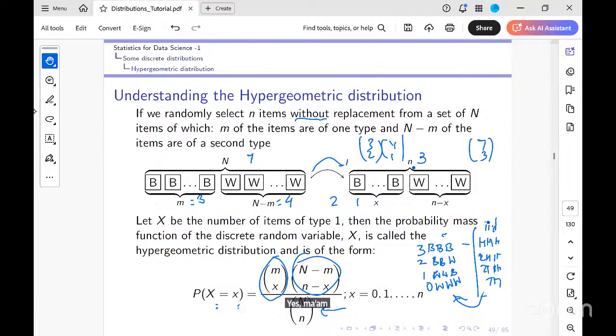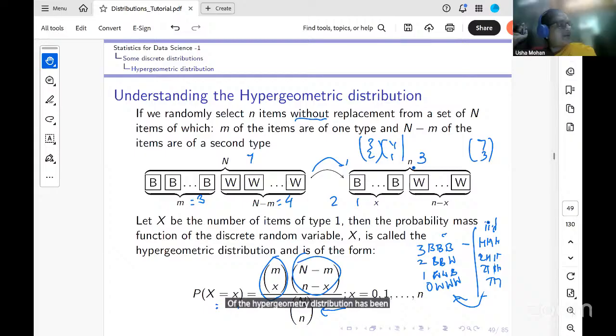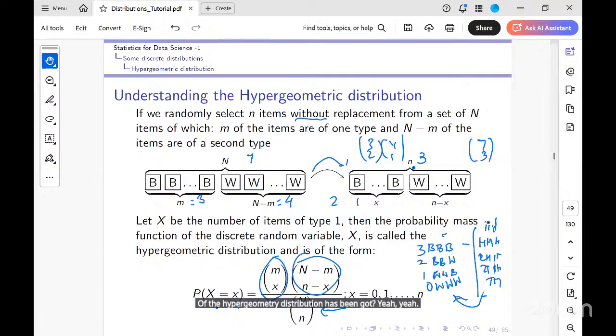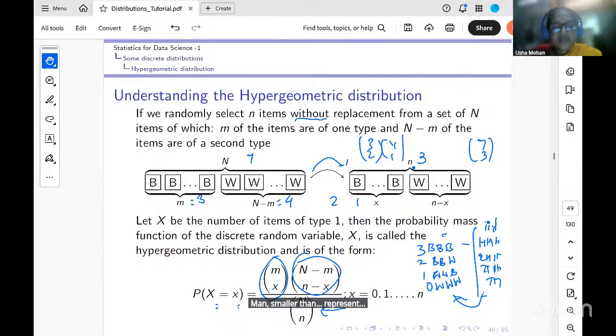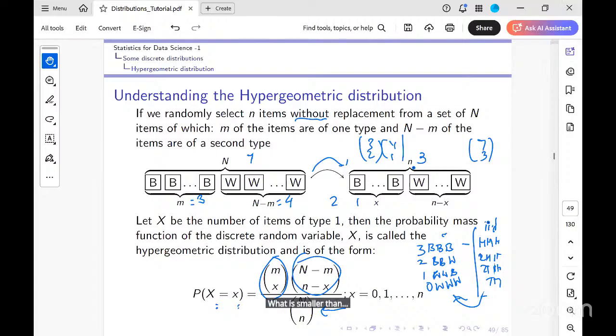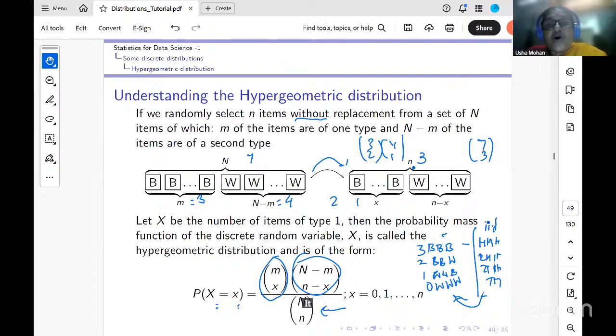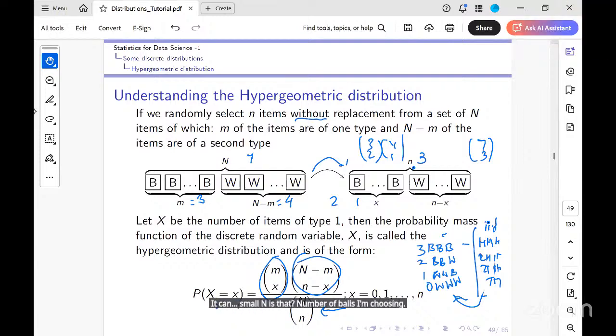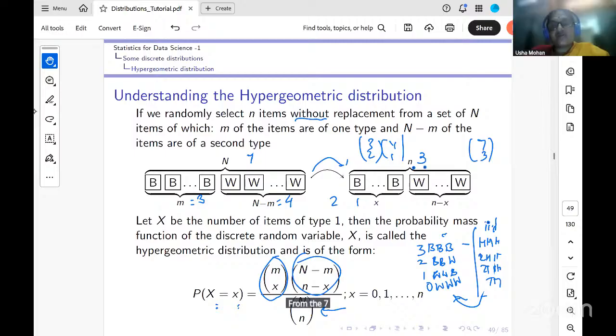How has the hypergeometric distribution been got? Small n represents what? Small n is the number of balls I'm choosing. From the 7, I'm choosing 3 balls.